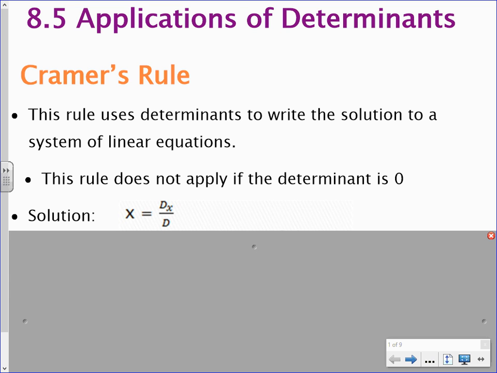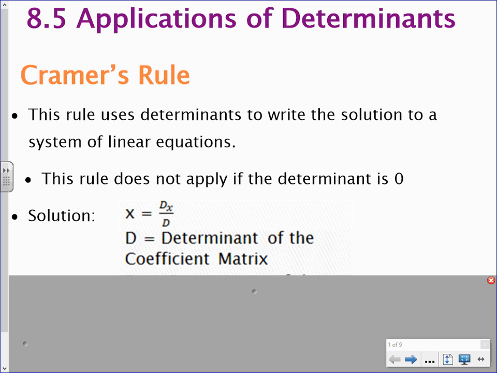Notice how when we're solving for x, our determinant has a subscript of x for our numerator. I'll tell you what that means. For each denominator, we have this D determinant. That is the determinant of the coefficient matrix. If we take the coefficient matrix, however big it is, and we find the determinant, that is the denominator for each of our variables.